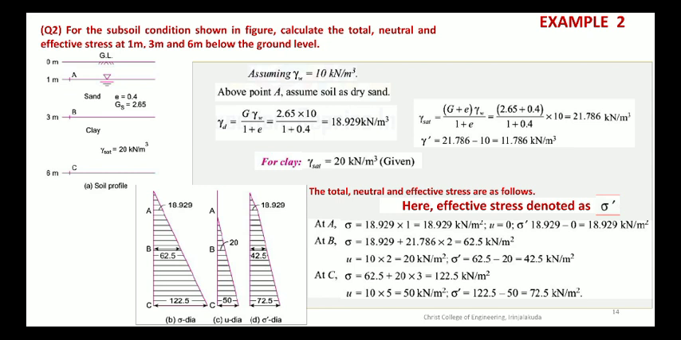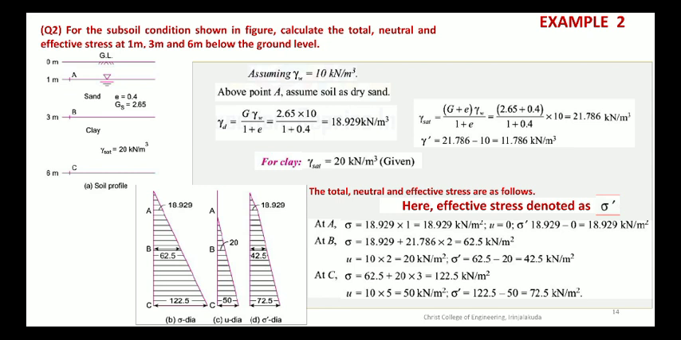So 62.5 we have already found, that of the two layers at B, the value that we get from the layer B. So that is 62.5 plus an additional layer of clay of the height 3 meters. So what is the density? Gamma saturated value 20 into 3. You add it and you will get 122.5 kilonewton per meter square.